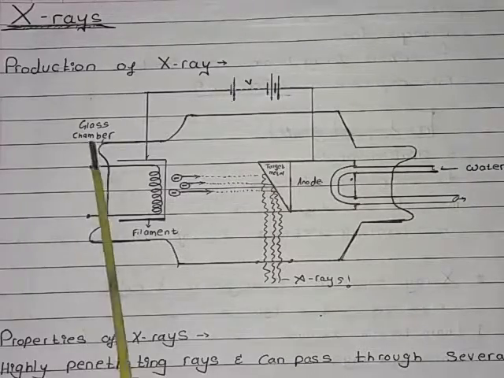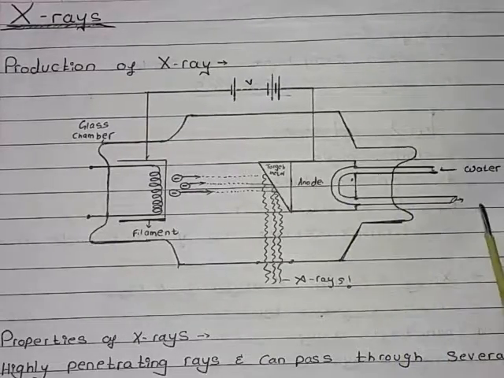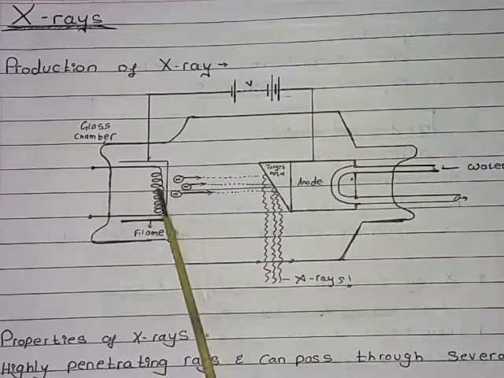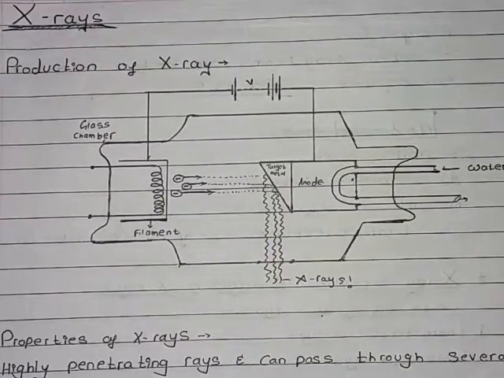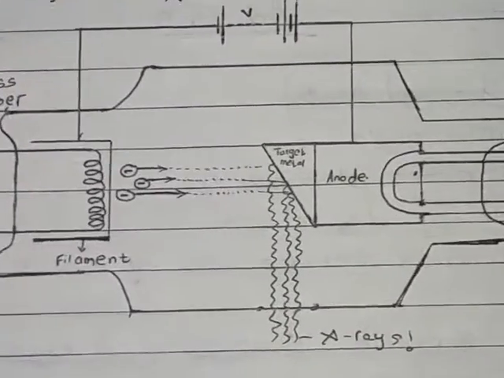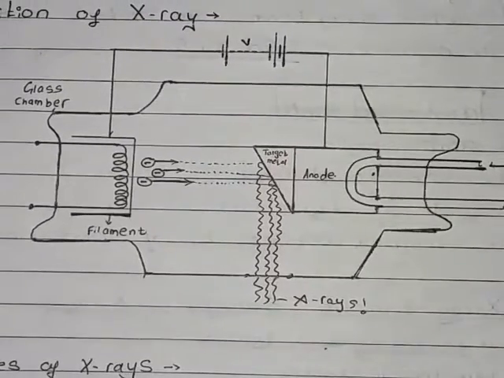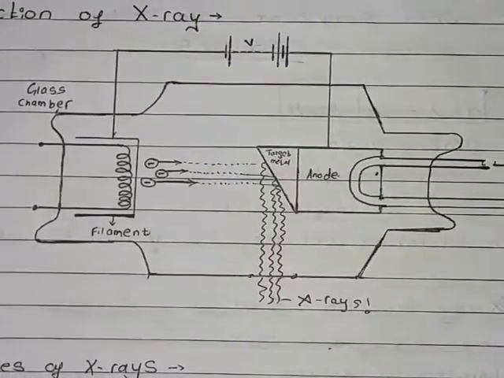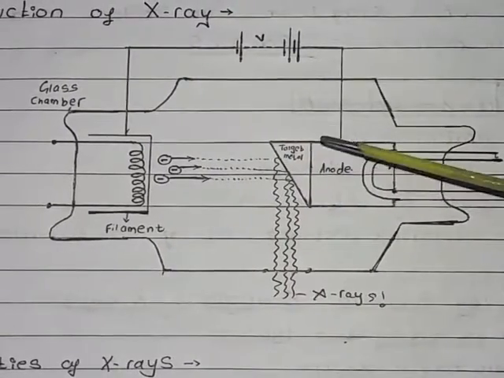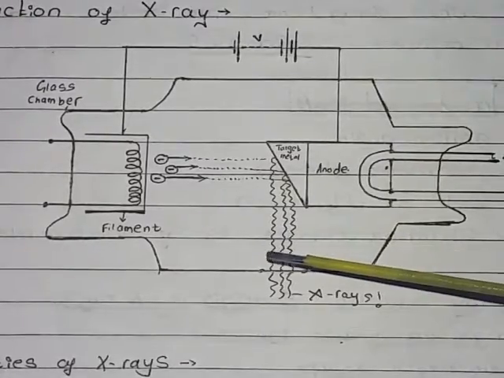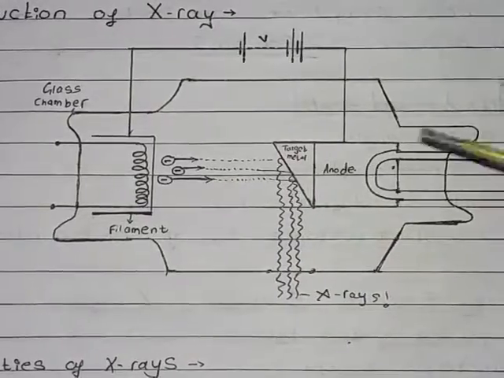Now you can see it's a type of machine, or I must say a type of chamber, where water is used as coolant. Here it's a type of filament, from which electrons are ejected. What are the electrons ejected to? You can see I've written here a target metal. Electrons are ejected to the target metal. This target metal can be any metal with a high boiling point. The electrons are ejected to the target metal with a very high potential difference, and it's an anode.